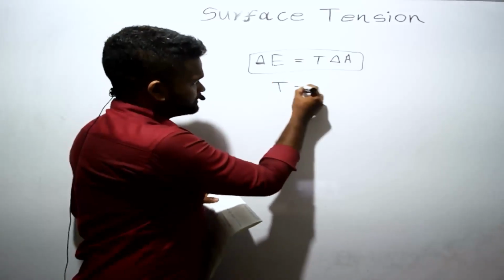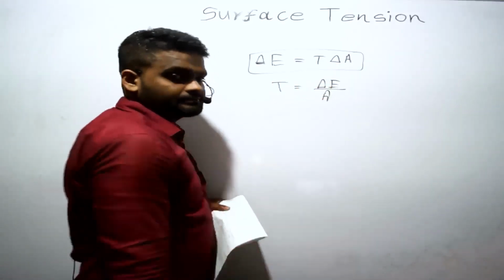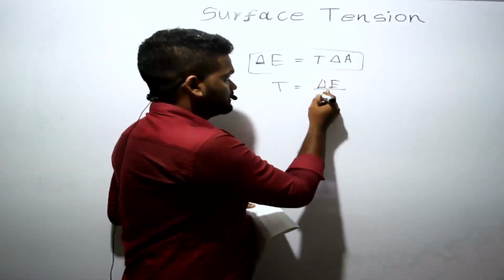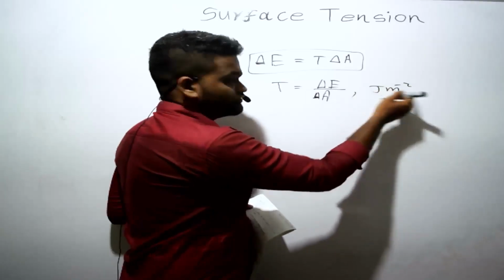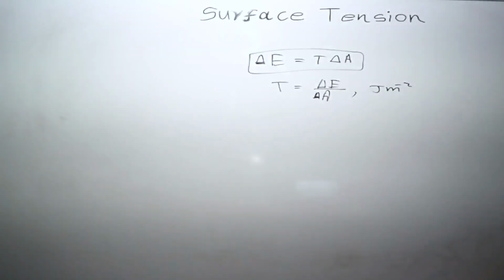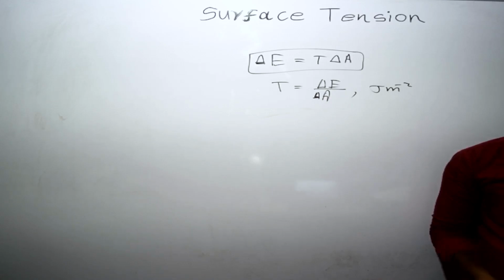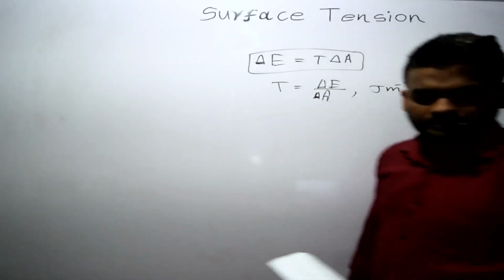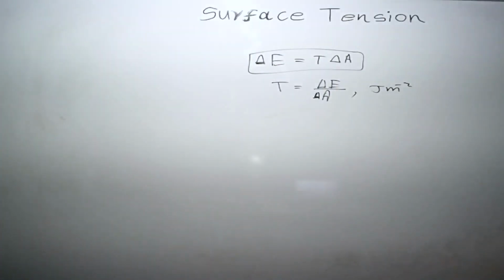Then based on this one, you can define surface tension: delta E divided by area. So you have this unit, right? Joules per square meter. Take this down. Thumbs up if you are done.